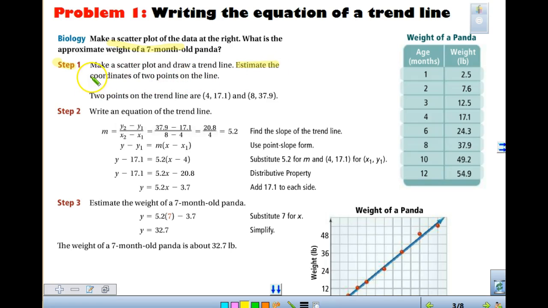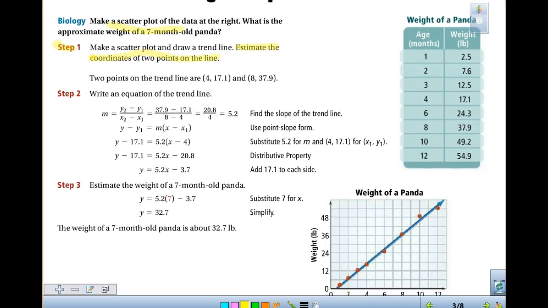Estimate the coordinates of 2 points on the line. One more time. Piper? Estimate the coordinates of 2 points on the line. 2 points on the line, not necessarily 2 data points. So, when we draw our line of best fit, the line does not have to go through every data point. It might. As we look at this one, so these are our steps.